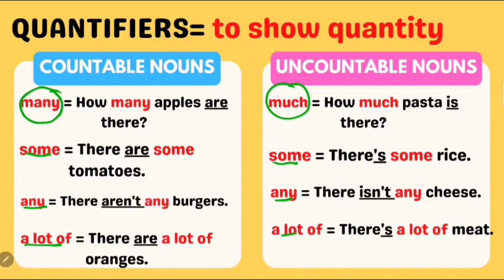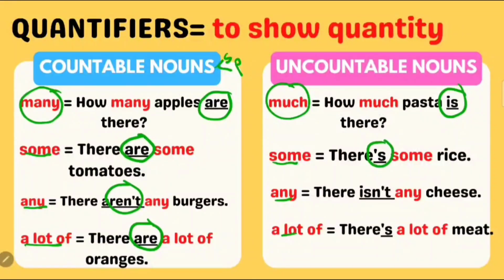However, for countable nouns we use both singular and plural. Okay, let's look. Are, plural. Aren't, plural. And are, plural. But in uncountable nouns, we can only use singular, such as is, isn't, and there is. So, uncountable noun is only for singular.